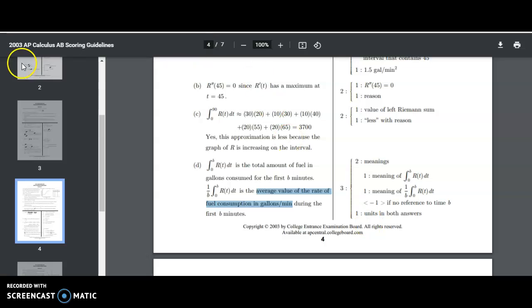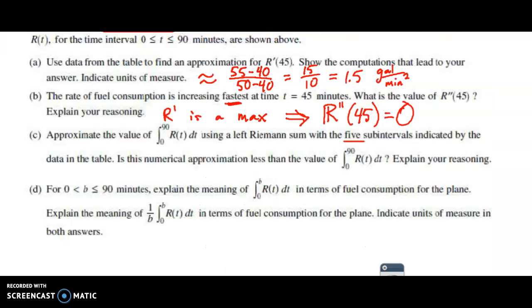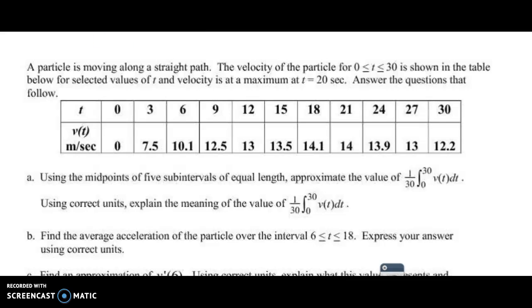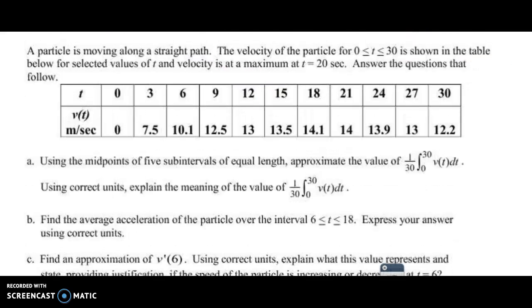So feel free to Google the 2003 AP Calculus AB scoring guidelines. You can find this, and maybe re-reference this problem as we move forward. And then just another quick problem. I don't have the answer key to this, so I'm going to try and keep this simple, straightforward, to the point.